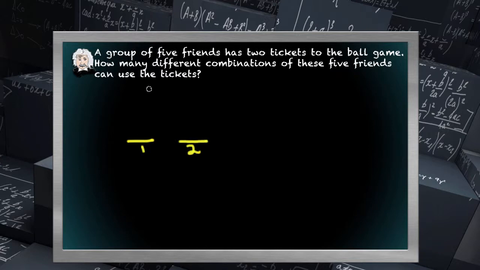First ticket, we can give it to any of the 5 friends. So there are 5 possible ways to give the first ticket. The second ticket, there will only be 4 friends left, so I can give that ticket in 4 different ways. And the total number of possible arrangements of those 2 tickets being given among the 5 friends is therefore 5 times 4, where the count of event 1 times the count of event 2 equals the total count. In this case, that's 20.